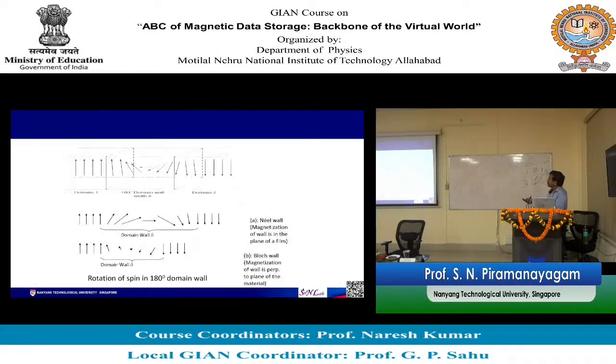So, these are some examples of magnetic domains. You can have one region where all the spins are pointing up, another region where all the spins are pointing down, and in between there is a transition from this domain to this domain, and we call this a domain wall. Okay.